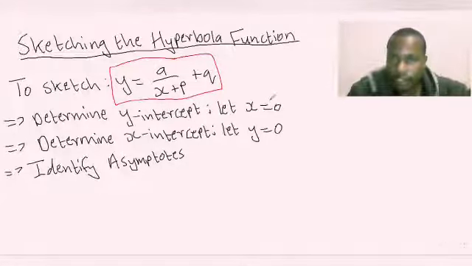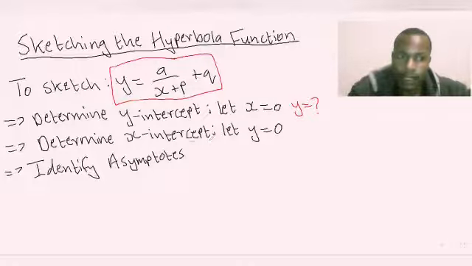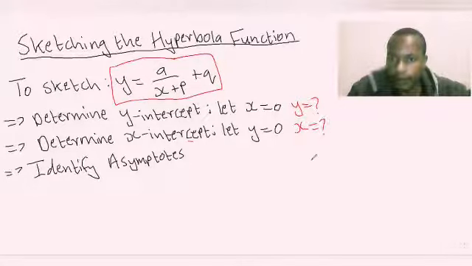Now to sketch the function, you would need to firstly determine the y-intercept, and you do so by letting x equal 0 and then solving for y. You would then also need to determine the x-intercept, so you just let y equal 0 so that you solve for x. You would then also need to identify the asymptotes. Remember that an asymptote is a number or a point that the graph itself cannot pass.